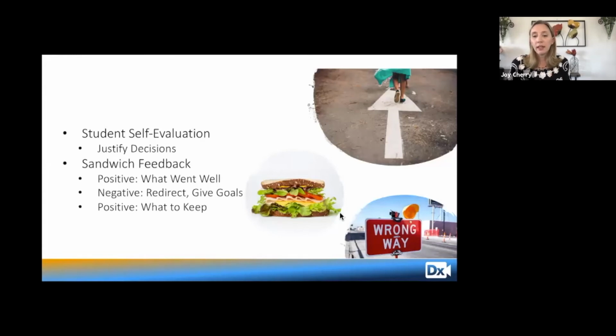And then at the end of it, I want to reiterate what I want them to keep. The reason why I end with that and not with the negative is because if we end with the negative, students will walk away, and not only will they try to change the negative, they'll also change the things that were good. So I always end with, I want you to keep these things, I don't want you to change them.